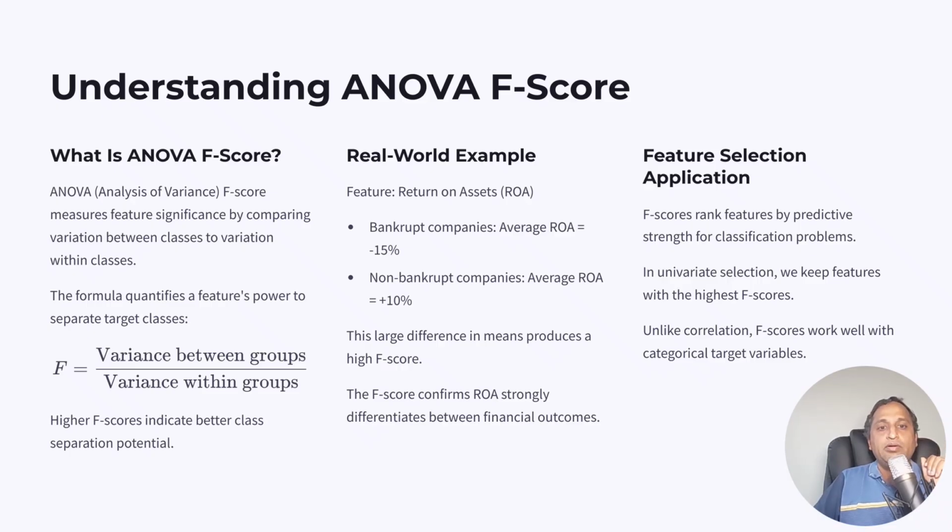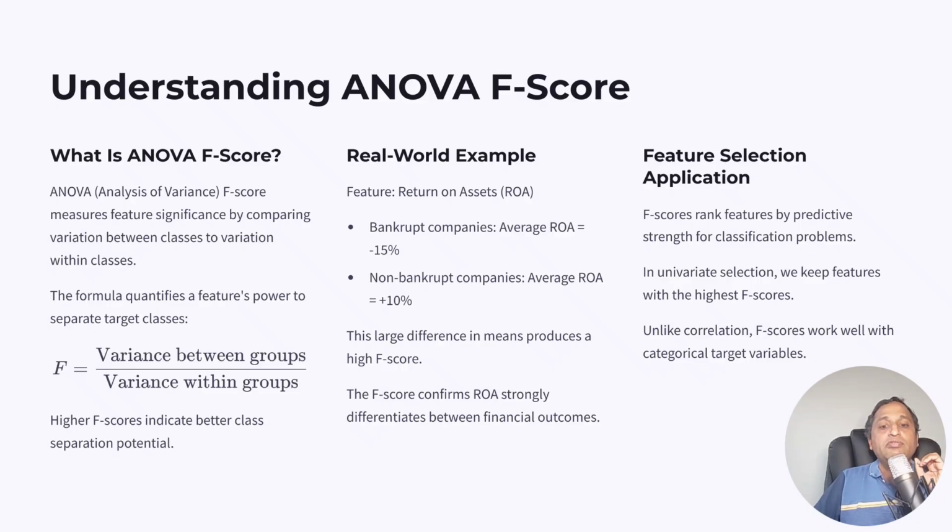Take the example of our data set. Let's say we are using ROA as a feature. Bankrupt companies have an average ROA of, say, minus 15%, but non-bankrupt companies have an average ROA of 10%. That's a big difference, and it leads to a higher F-score because the variance between the two groups is large compared to the variance within each group. So the F-score tells us that ROA is a strong discriminator between the financial outcomes.